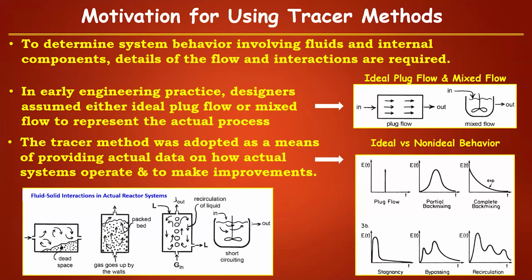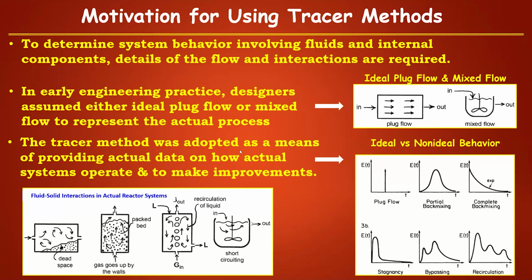In early engineering practice, maybe before the 1950s, people who designed systems assumed either ideal plug flow, as illustrated here, or ideal mixed flow. In plug flow, the fluid flows down the conduit with no forward or backward diffusion of that flow, and a flat velocity profile. The other extreme is mixed flow, where the concentration in the mixing zone is everywhere the same, so the exit composition is equal to whatever composition exists in the system at that particular time.